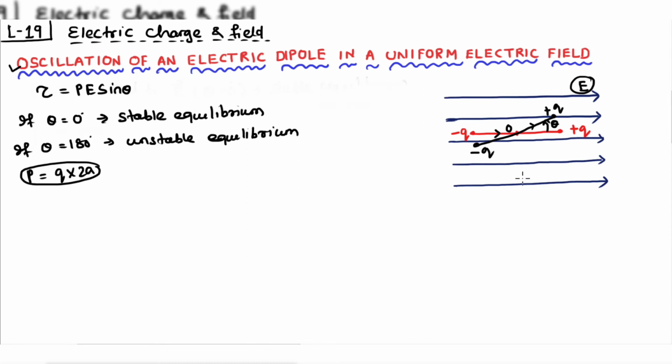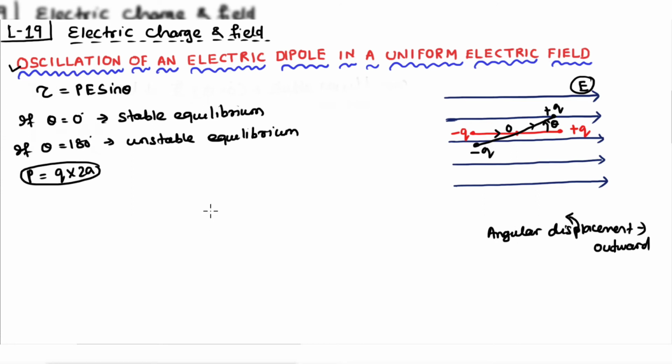And look at the situation here. I have rotated the dipole in the anti-clockwise direction, meaning the angular displacement is directed outward, because we know that for anti-clockwise rotation the angular displacement is outward, and for clockwise rotation the angular displacement is inward. So since I have rotated the dipole through a small angle theta in the anti-clockwise direction, the angular displacement will be outward.